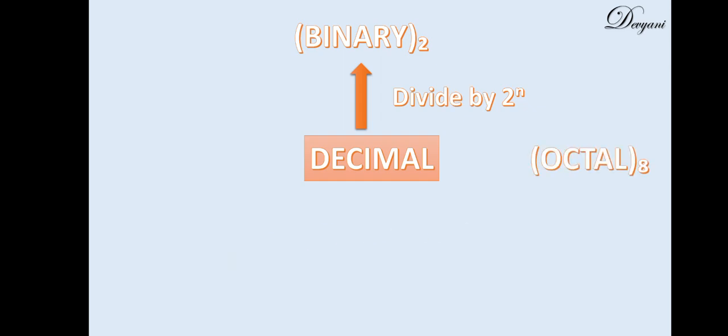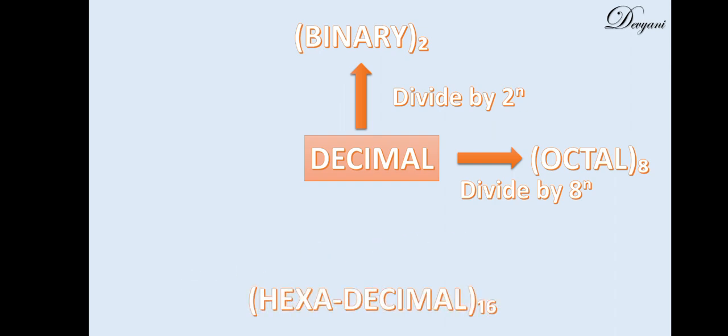Next is conversion from decimal number. For conversion from a decimal number, you have to divide with the base. Let's see what we are supposed to do. In order to convert a number to binary from decimal, we'll be dividing it by 2 raised to the power n. To convert it into an octal number, we'll be dividing it with 8 raised to the power n. To convert it into a hexadecimal number which has base 16, from decimal, we'll be dividing it with 16 raised to the power n.